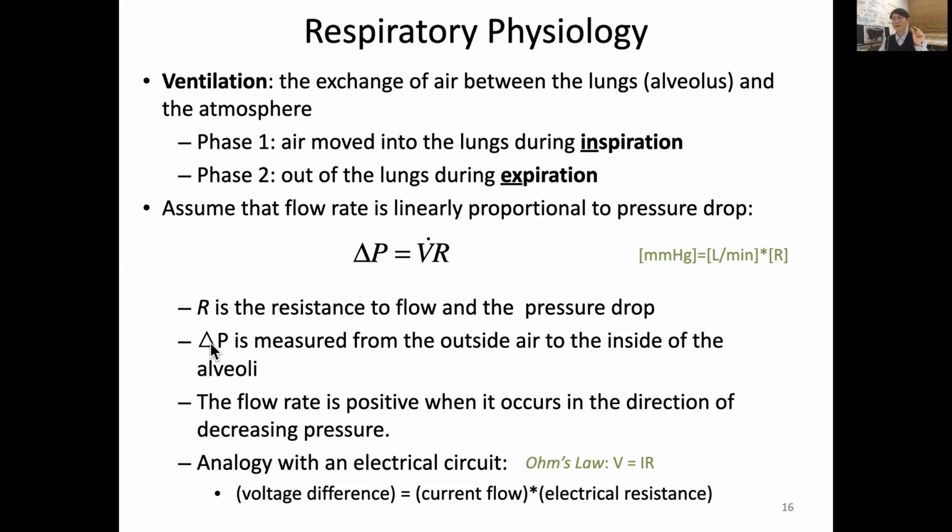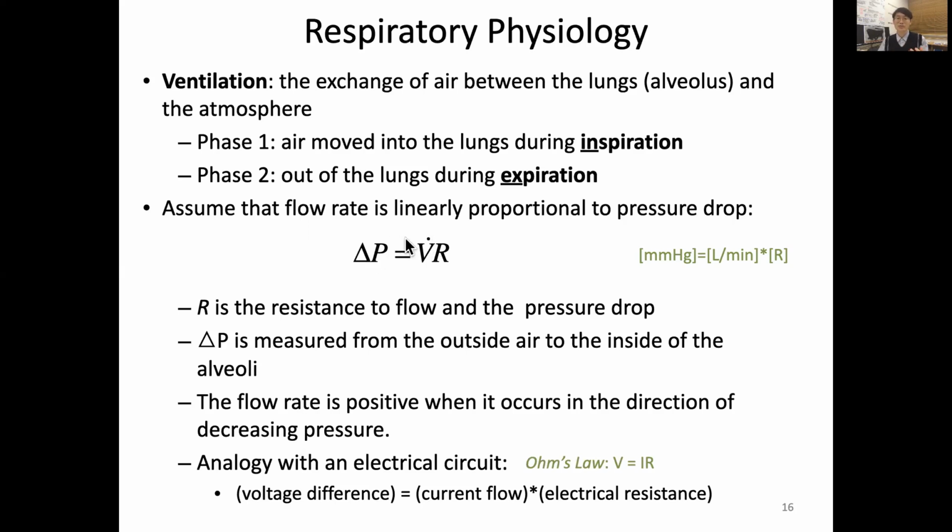So let's define the pressure difference, which is the driving force. This can be measured from the outside air to the inside alveoli, because we're considering inhalation. So the pressure is higher from outside to inside. That's a good definition. And then let's define the flow rate. When it comes out positive, it is inward, and when the flow direction occurs in the direction of decreasing pressure, that's more favorable, so we call that flow rate a positive sign.